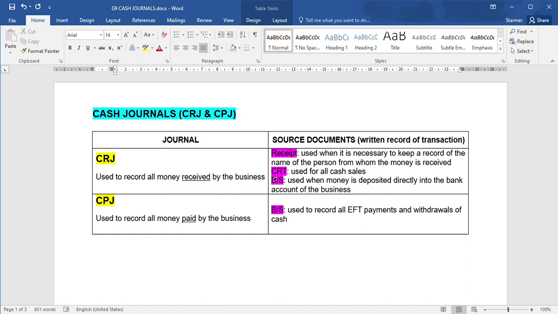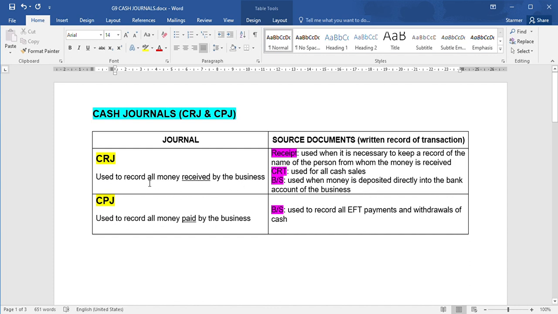When you sell stock, there's no way you can issue each of your customers with a receipt. It will take far too long. So instead, the items are scanned, and the till slip is what you use to record all cash sales. Then sometimes it happens where people put money directly into your bank account. They either do it by EFT or debit order, and the document there, the place you find out about those transactions, is from your bank statement.